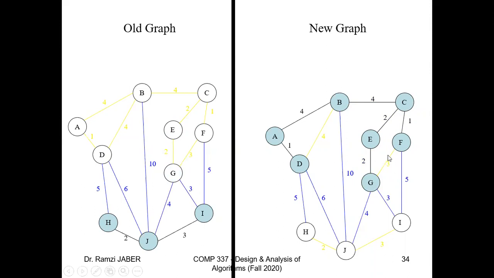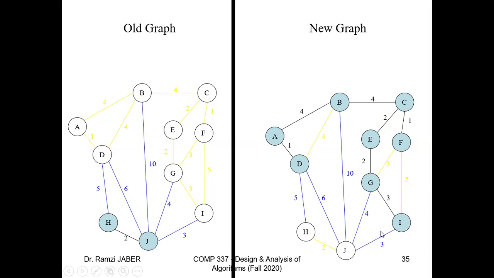So the yellow is removed from the graph. The blue one will still be compared. So we have now J, we have here 3 to I, F to I is 5, here we have a cycle, okay? 4, 5, 6, 10. So we must choose the 3. So we choose I. When we choose I, it is visited. So remove the edge between F and I. Don't want it. It's a cycle, but we don't test it because it has higher capacity.